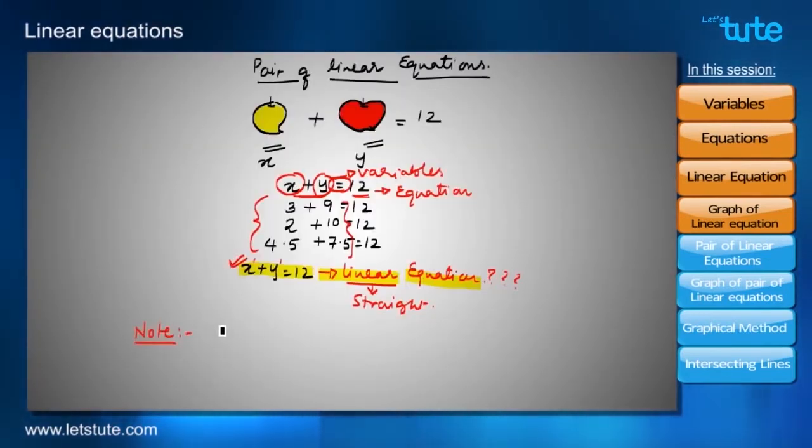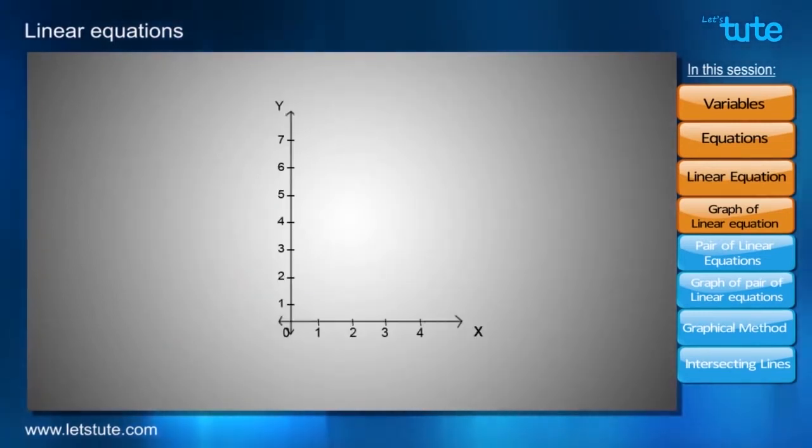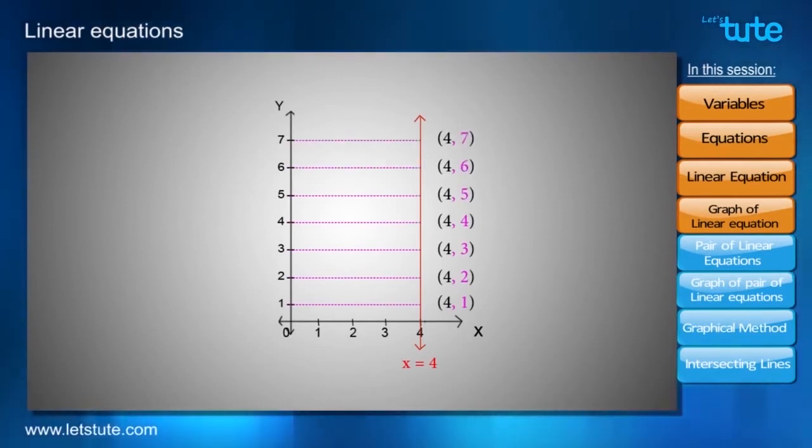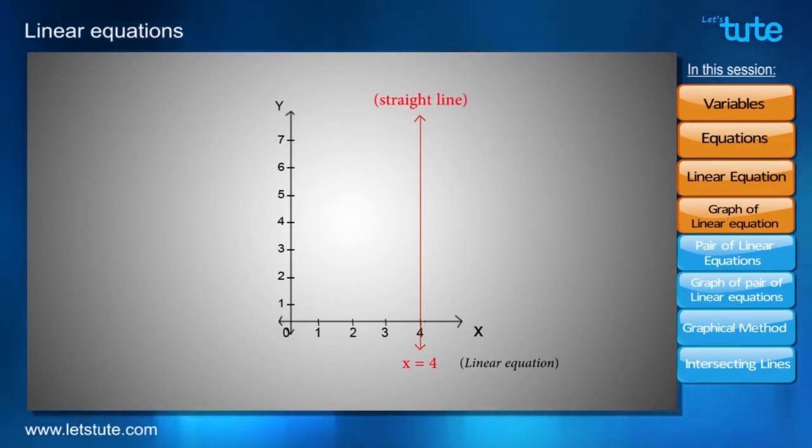Here we need to note that we have some equations like x equal to 4. This equation have only one variable, that is x, and power of this variable is 1. Let's see what the graph says about this equation. So here is the graph, and this line passes through the point 4 on the x-axis. This line is parallel to y-axis just because for every value of y we have value of x as 4. And since this equation gives us straight line, it is called as linear equation.